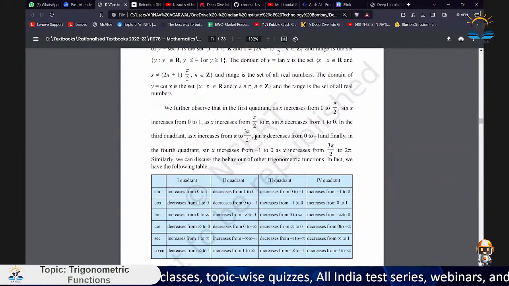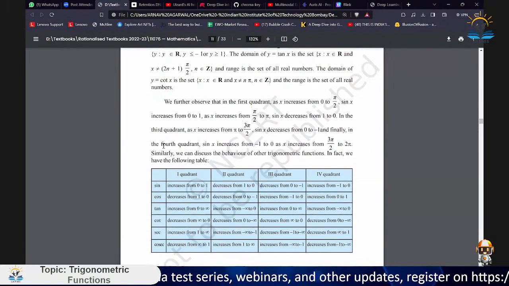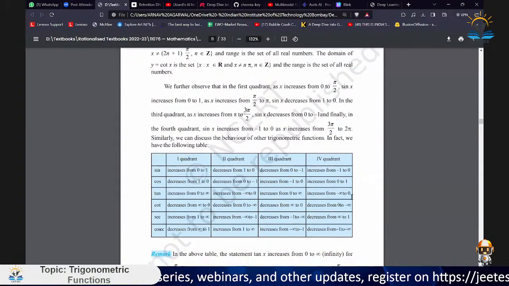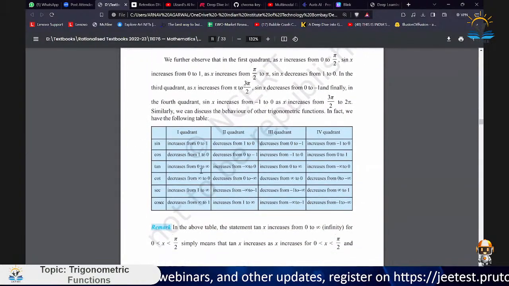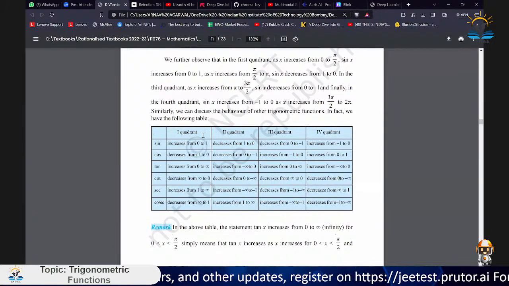In the third quadrant, it is again a decreasing function where it decreases from 0 to -1. And in the fourth quadrant, it increases from -1 to 0. So we have this table where all the behaviors of all the trigonometric functions in all quadrants are given.